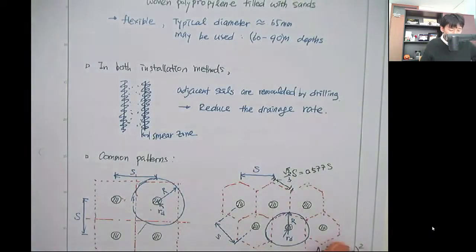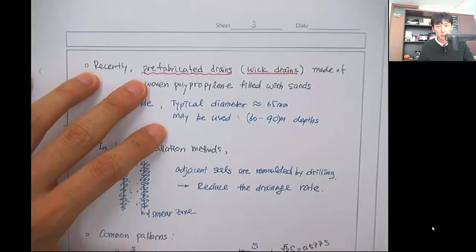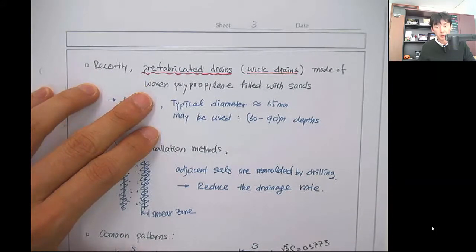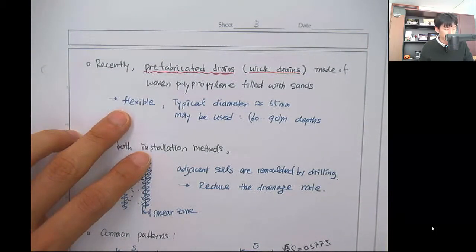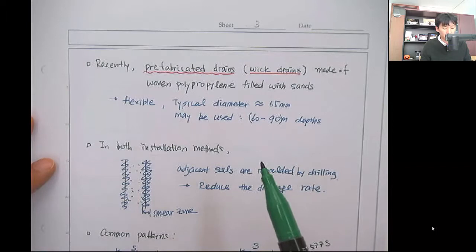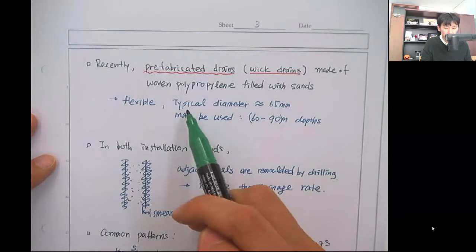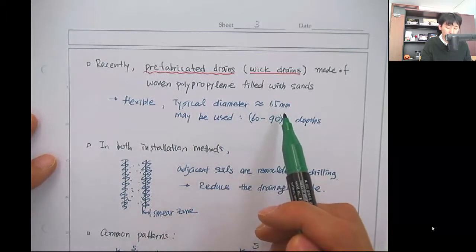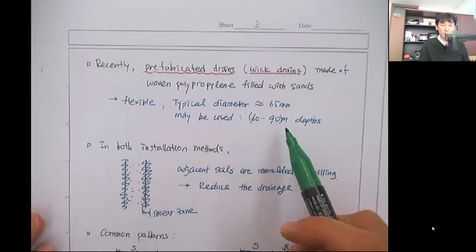Recently, prefabricated drains, also referred to as wick drains, made of woven polypropylene filled with sand, are used. This has some advantages because it's flexible and prefabricated. The typical diameter is about 6.5 centimeters, so it's less than the sand drains. But it can be used up to depths of 60 to 90 meters.